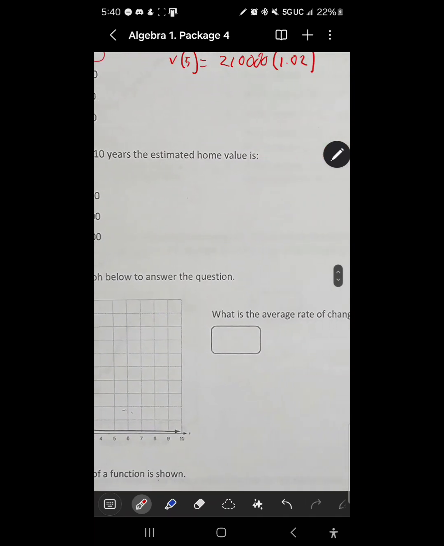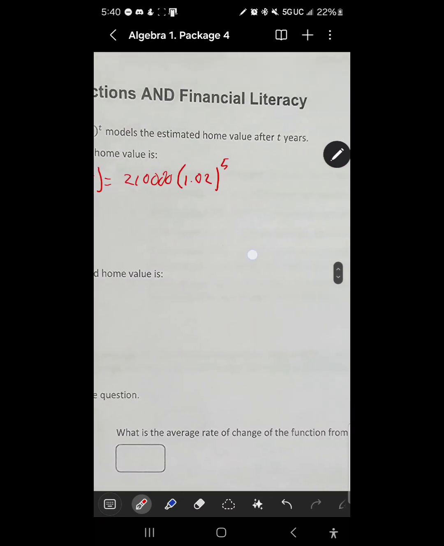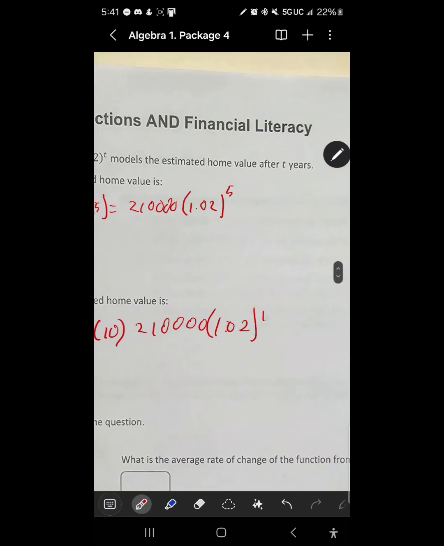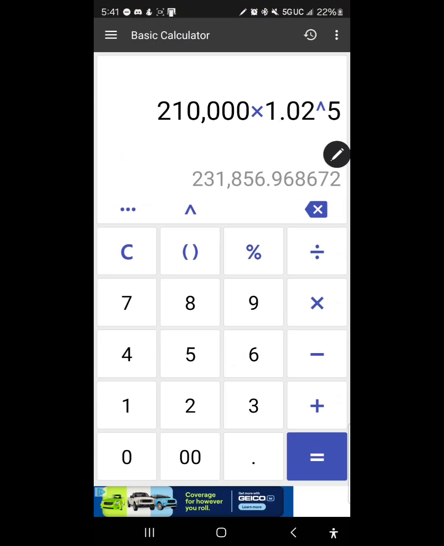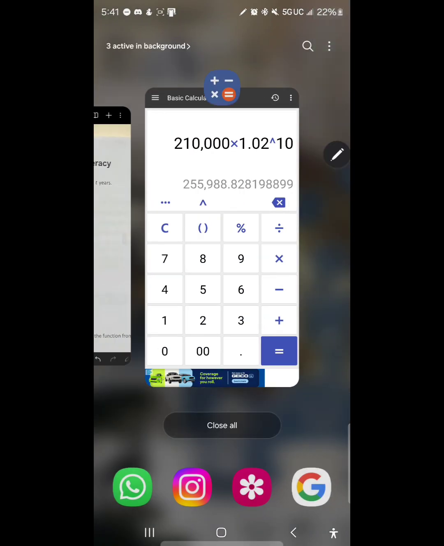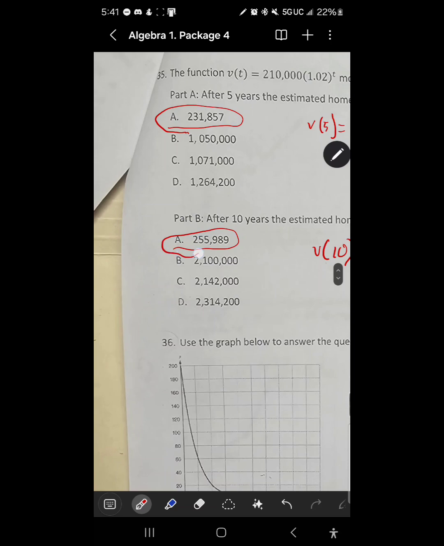After 10 years, the estimated home value is, so we just put in 10, which is 210,000 times 1.02 to the 10. We just put it here, and it is 255,989. Easy. It is the same one again.